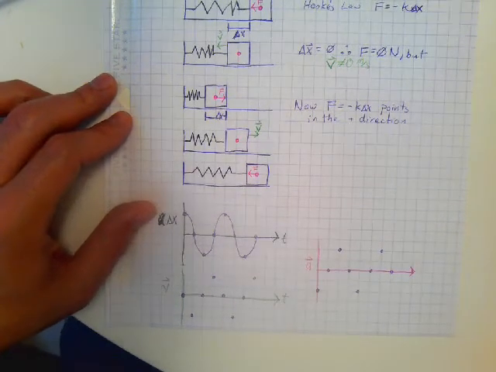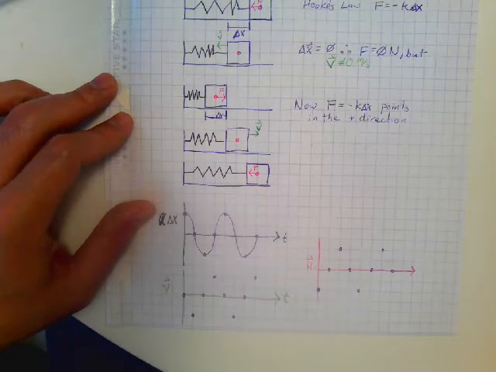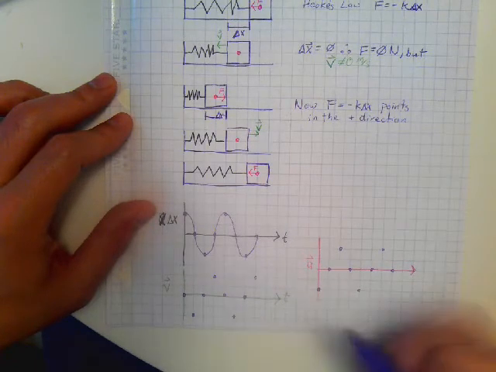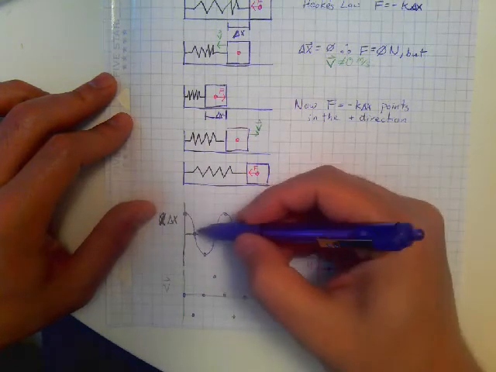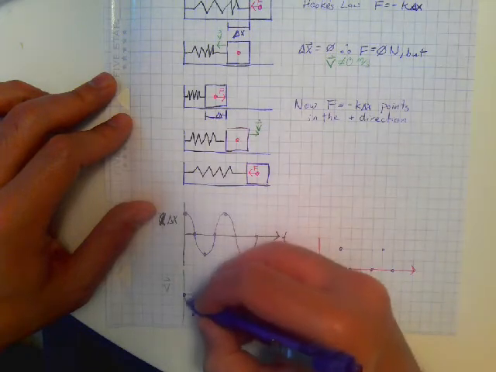Now, if I'm a calculus person, and I know that the derivative of my displacement equals my velocity, well, if I take the derivative of a cosine graph, I get negative sine.